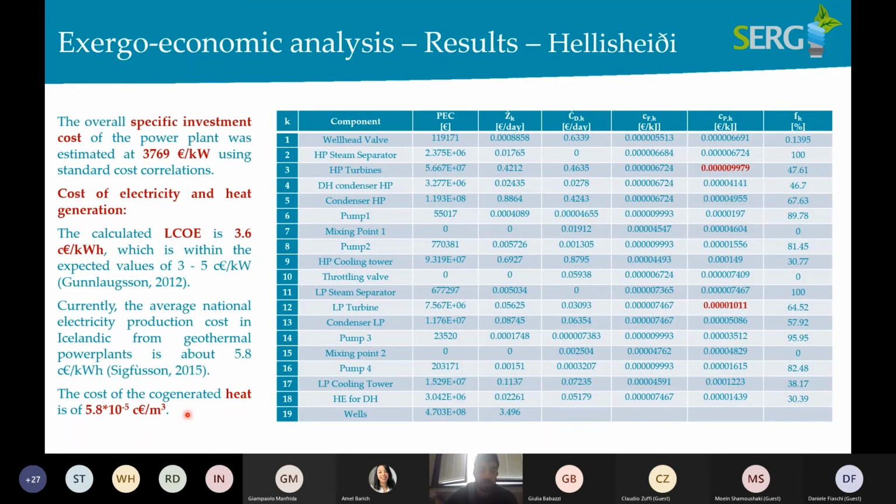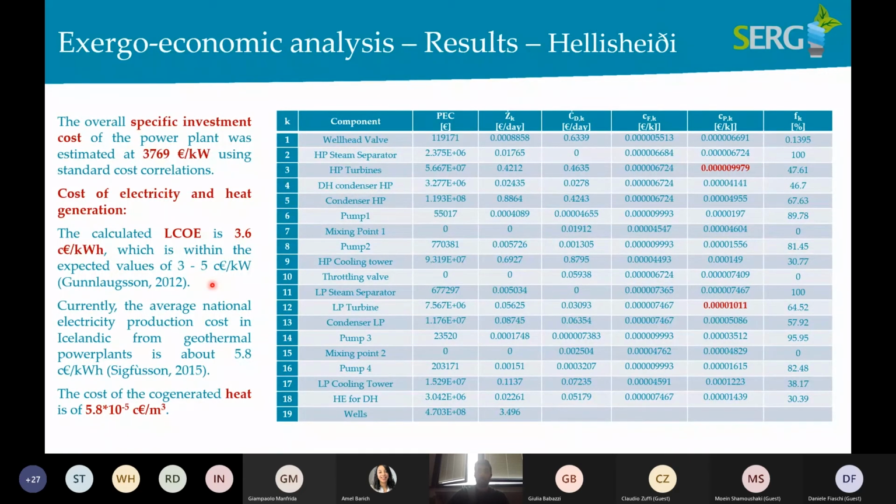Regarding the exergo-economic results, first of all, we calculated the specific investment cost, which was found to be 3,769 euro per kilowatt. And thanks to the exergo-economic process, coupling economic with exergy analysis, we finally found that in this kind of power plant, which has, again, 300 megawatt of electricity, the realized cost of electricity is 3.6 euro cents per kilowatt hour, which is in line with the expected values between 3 and 5 as reported in literature.